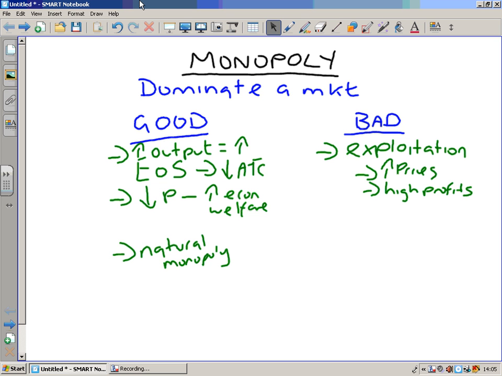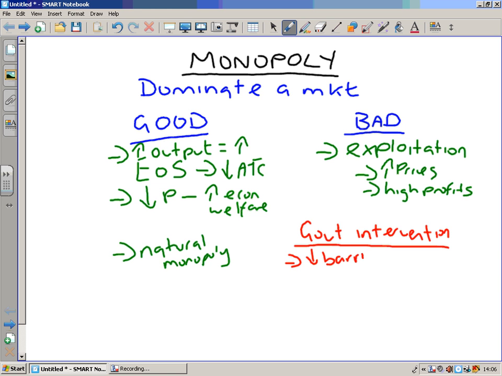Now what we're going to think about is how the government could potentially intervene in this market to correct this monopoly problem, so make the monopoly work in the customer's best interests. One way is to reduce barriers to entry. Barriers to entry are things that stop new firms from coming into this market and competing with them. So for example, the high setup costs.